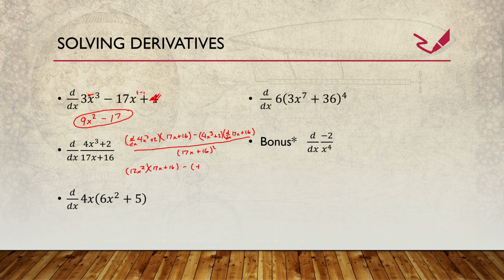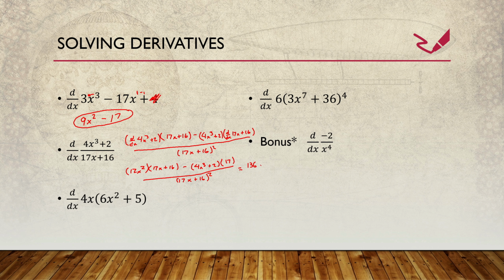Subtract that with 4x to the power of 3 plus 2. And then the derivative of 17x plus 16 is going to be 17, all over 17x plus 16 squared.